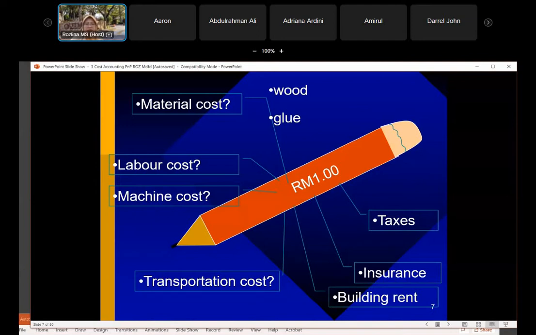So the cost that should be included when you do the costing of a product. Okay, utilities. Of course, the workers need to use electricity, water. Also the product uses water. The administrative also uses the utilities. So that one is overhead.